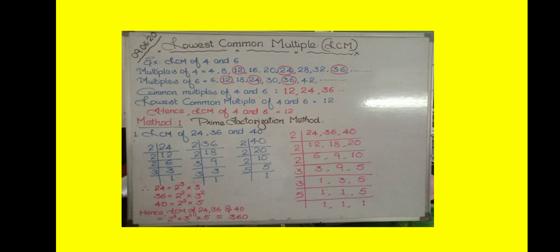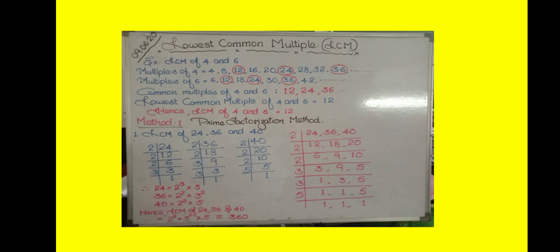So here let us find the LCM of 24, 36 and 40. We have 24 here. So if we factorize, we have 2 12s are 24, then again it is divisible by 2, the least prime number, then 2 6s are 12, then we have 2 3s are 6, then 3 1s are 3. So the prime factors of 24: 2 raised to the power 3 into 3.